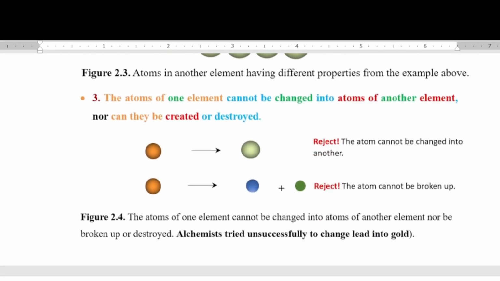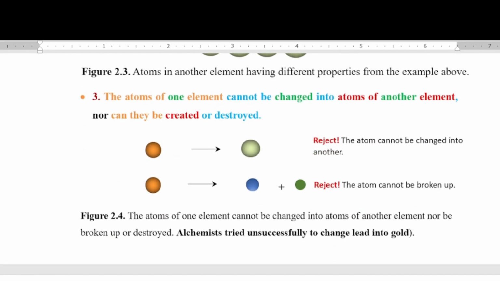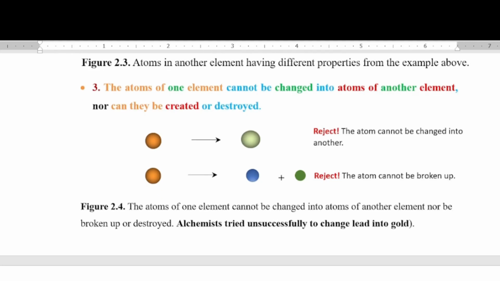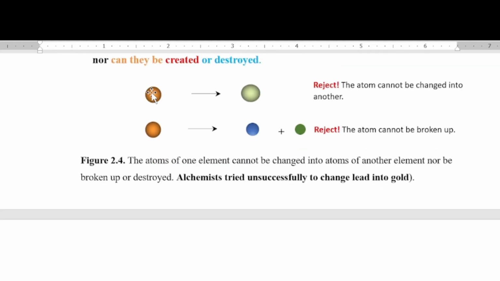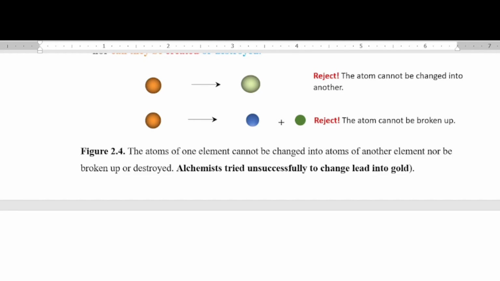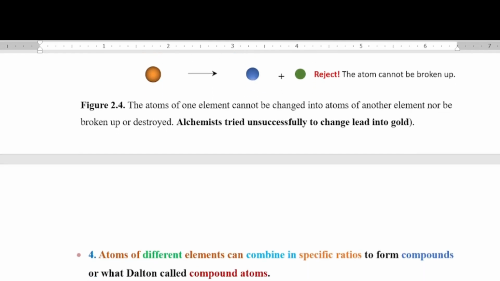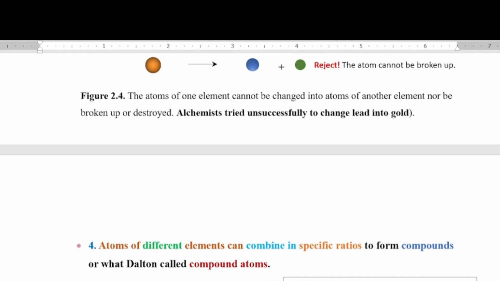Number 3, the atoms of one element cannot be changed into atoms of another element, nor can they be created or destroyed. In other words, if I have an atom of one element here, I can't change it to the atoms of another element here, nor can I create an atom, or destroy this atom here. Of course, we know the alchemists tried unsuccessfully to change lead into gold by a process of transmutation.